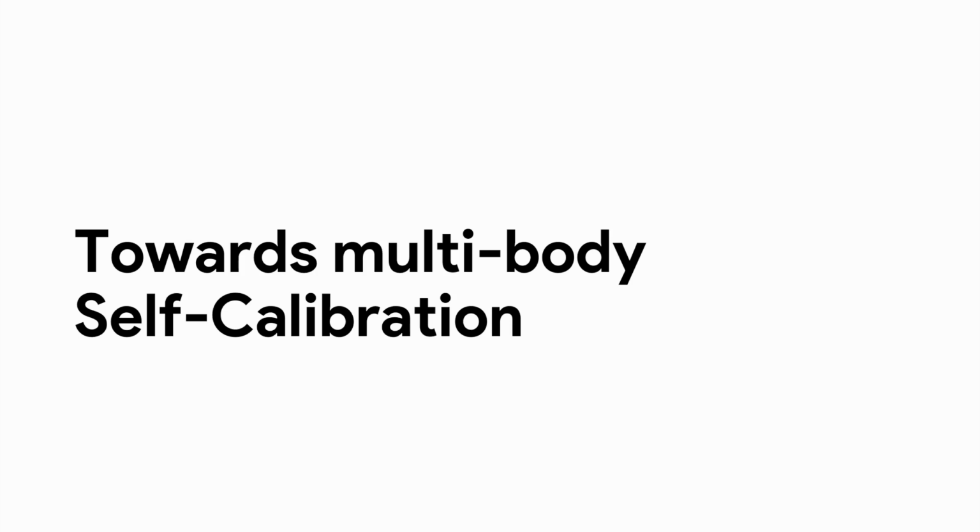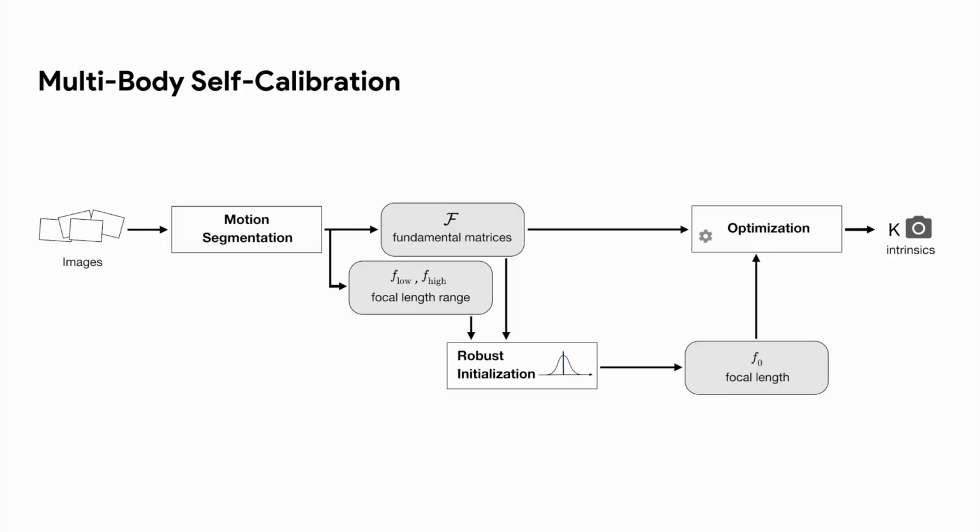So our goal here is to design a novel multi-body self-calibration pipeline that takes advantage of all the moving objects in the scene in order to better constrain the camera parameters. This is the proposed pipeline, which takes as input a set of images, segments the motions in the images to compute fundamental matrices and tentative focal length values, and therefore uses both fundamental matrices and focal lengths to initialize the parameters of a camera, compute a robust initial estimate of the focal length, and then drive an optimization problem in order to compute refined intrinsic parameters.